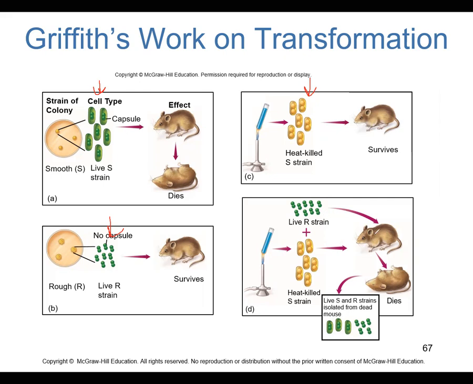Another time, he killed the S strain and added the live R strain, the rough ones, put both of them into the mouse, and the mouse died. When he cultured the bacteria, some of them came out smooth, which proved that they picked up the ability to grow a capsule from the environment, because these were dead cells. It's not like they were passed on by conjugation or something. Some of the rough ones picked up that ability from the environment, which proved transformation.